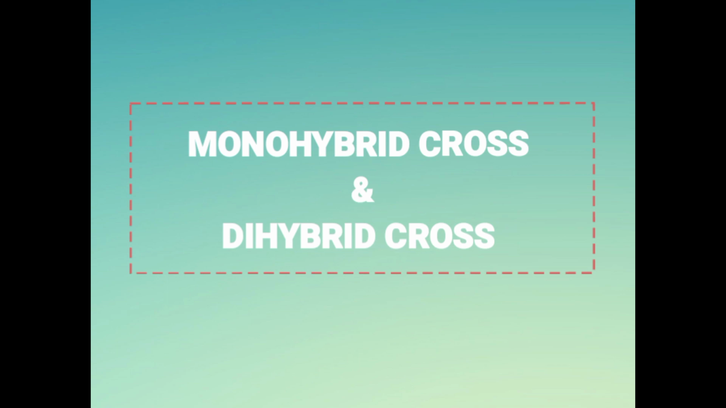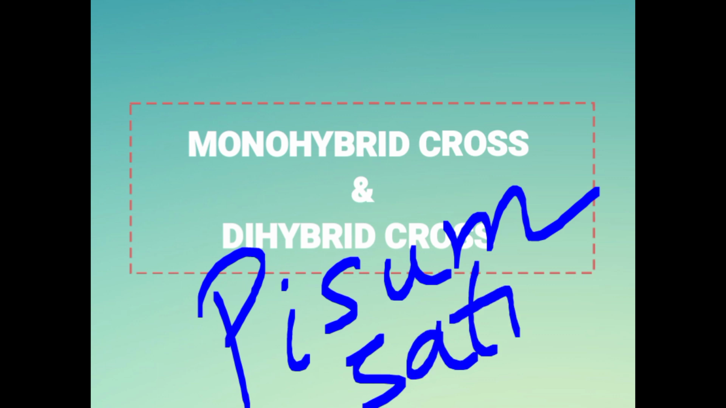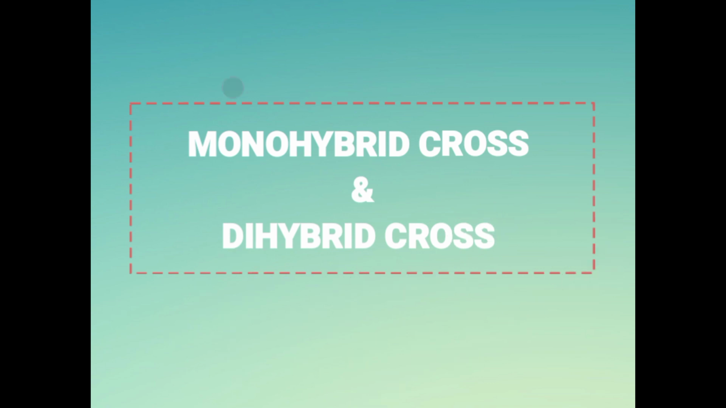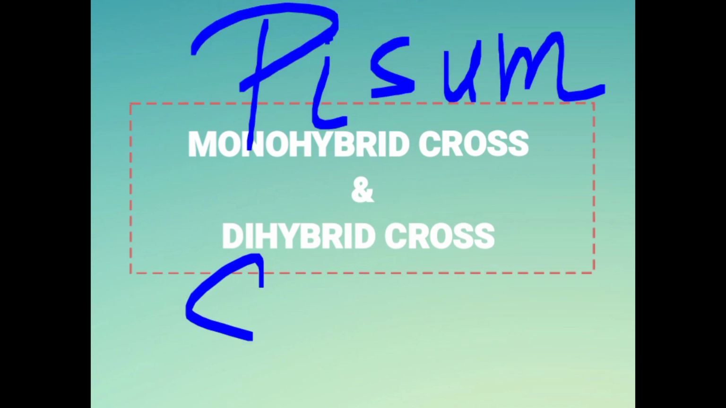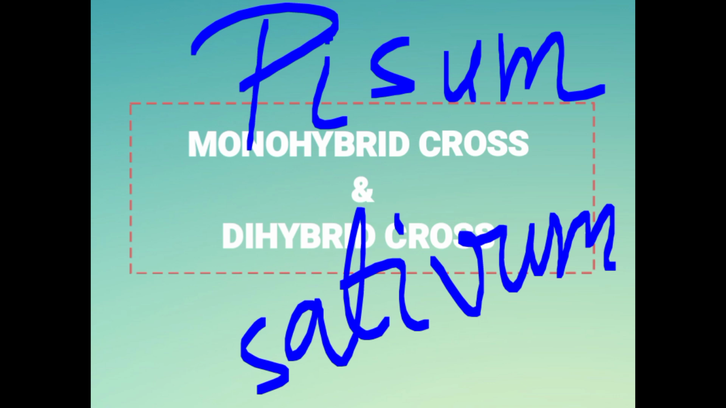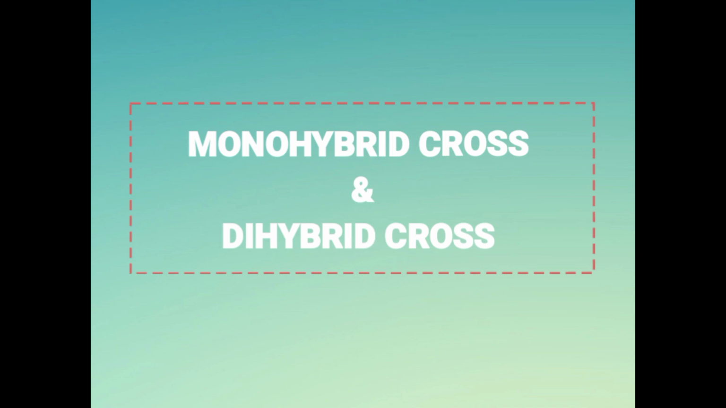for his researches. The scientific name of the pea plant is Pisum sativum. I hope you all know this name. Once I am writing here, Pisum sativum. This is the scientific name of pea, basically the garden pea.